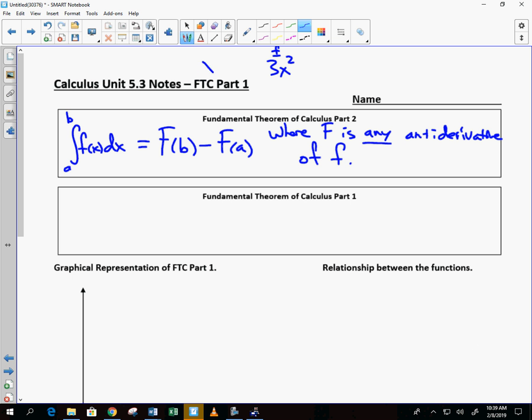X cubed, right? Well, I get that that's an antiderivative, but isn't x cubed plus 1 also an antiderivative? If I take the derivative of x to the third plus 1, I also get 3x squared, right? Or if I take the derivative of x cubed minus 10, I also get 3x squared. There's an infinite number of antiderivatives for every function, but the constant really doesn't matter. You could just choose the simplest one, so to speak. Okay? We all good there?